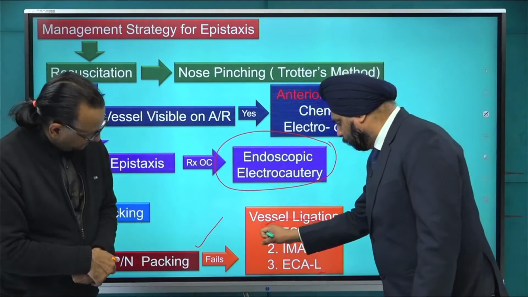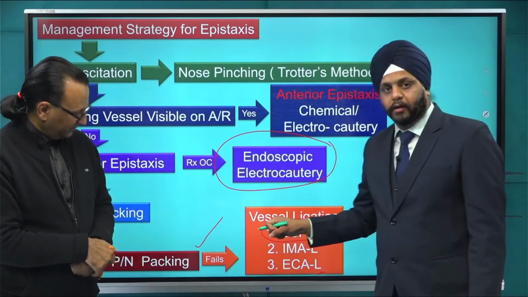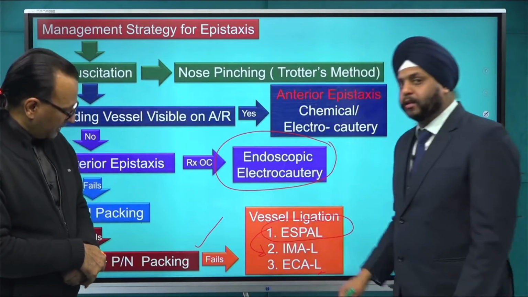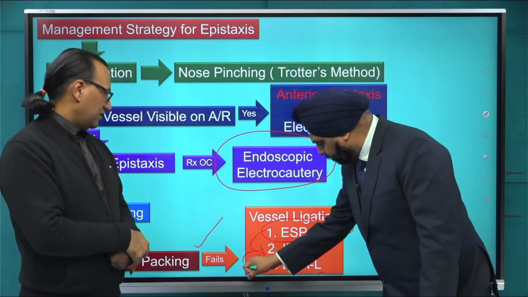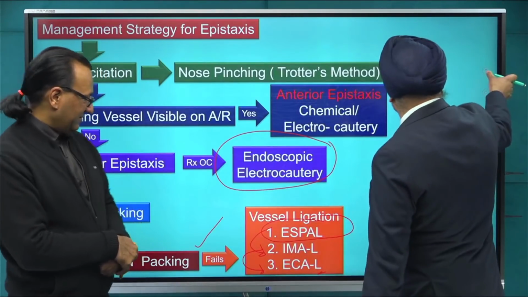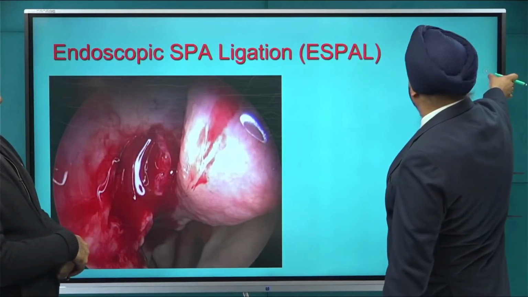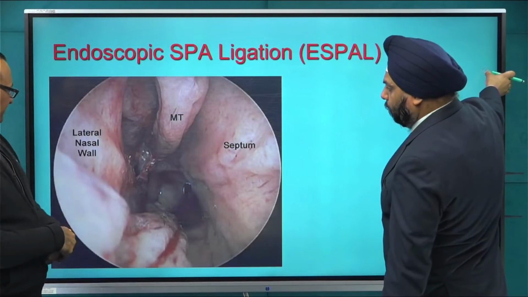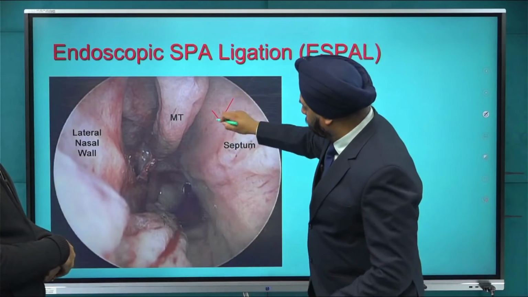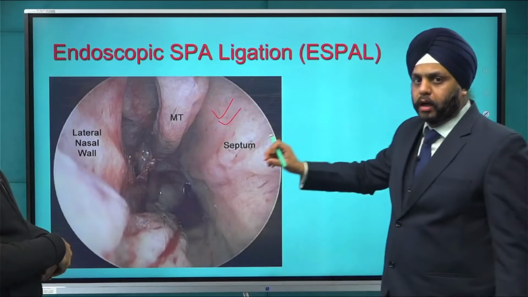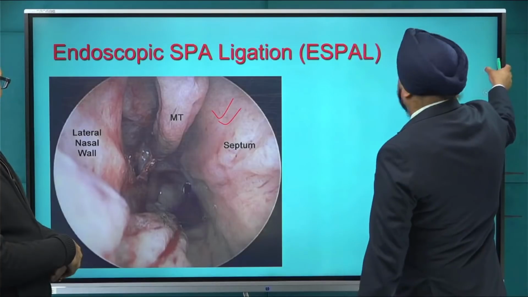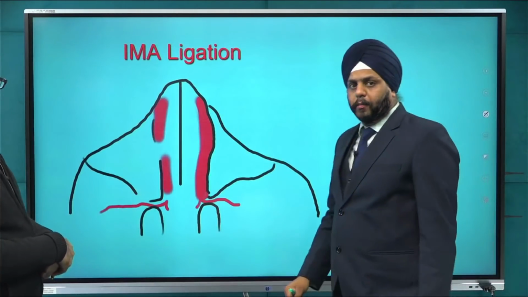So ESPAL, endoscopic sphenopalatine artery ligation, was planned. Now this also failed. So the next step is internal maxillary artery ligation. And if that fails, then we go for external carotid artery ligation. So this is the endoscopic sphenopalatine artery ligation. You ligate it, and you can see that everything has become pale, because the sphenopalatine artery is the major artery for the nasal cavity. Alright, we have to go for internal maxillary artery ligation.